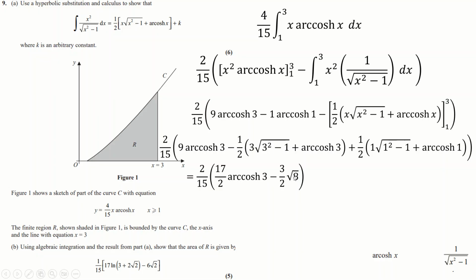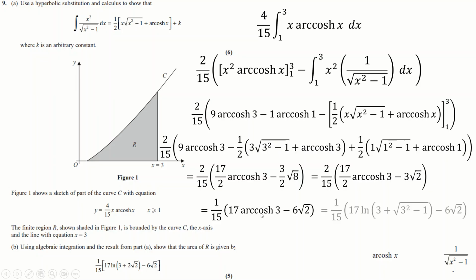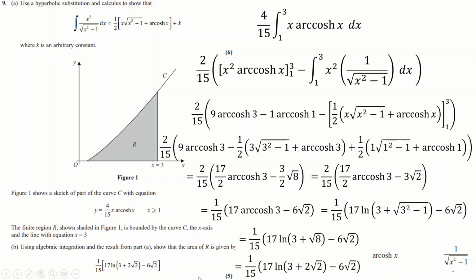Good, now root 8 is 2 root 2, which cancels with that 2 to just make minus 3 root 2. This 2 you can just expand out to make 1 over 15 into 17 minus 6. I did that, of course, because I was looking at the answer the whole time. And then, of course, we can just finally say that arc cosh from the formula book is written like this, log of x plus x squared minus 1 rooted. And I think that pretty much matches. This makes another root 8, which makes it 2 root 2, and we finally have exactly the answer they wanted.